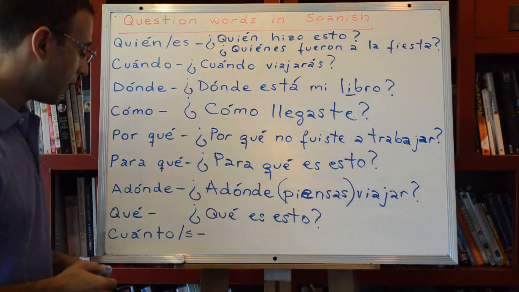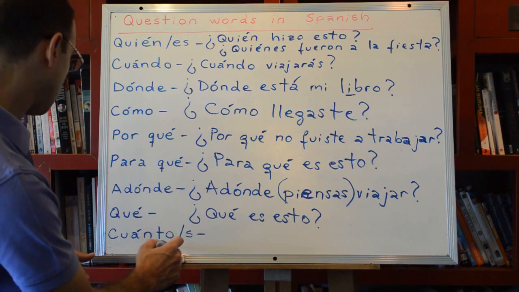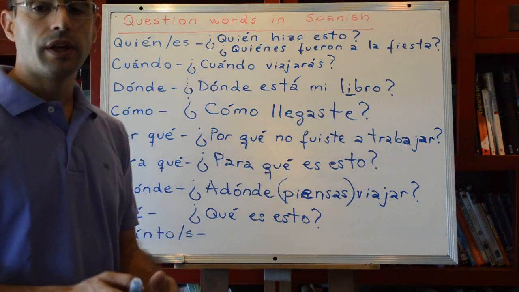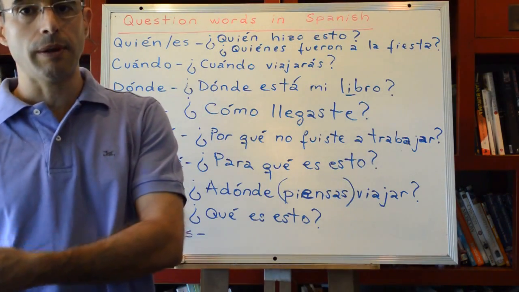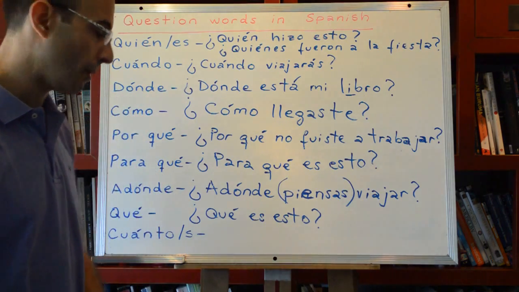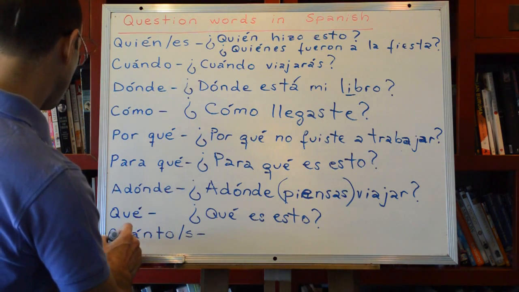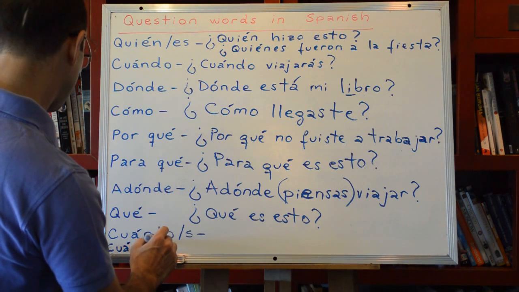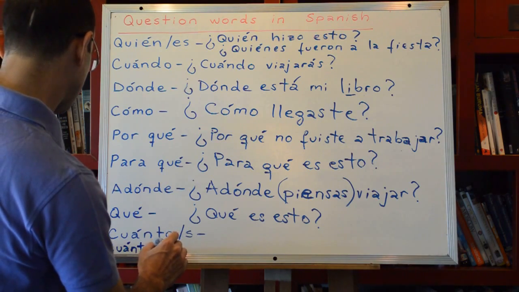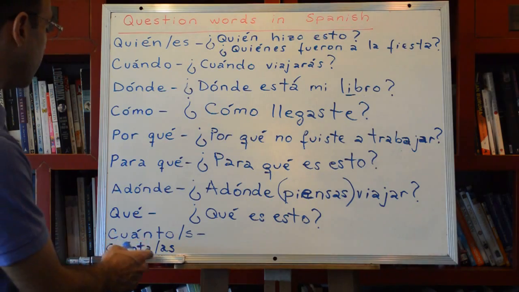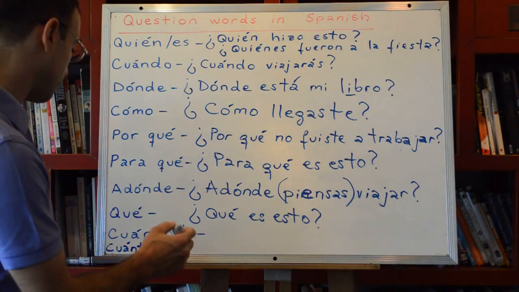Oh, and I forgot to tell you that cuánto and cuántos also change to feminine, to cuánta and cuántas, okay, for feminine. So it would be cuánta and cuántas, right? Cuánto and cuántos would be for masculine, cuánta and cuántas for feminine.